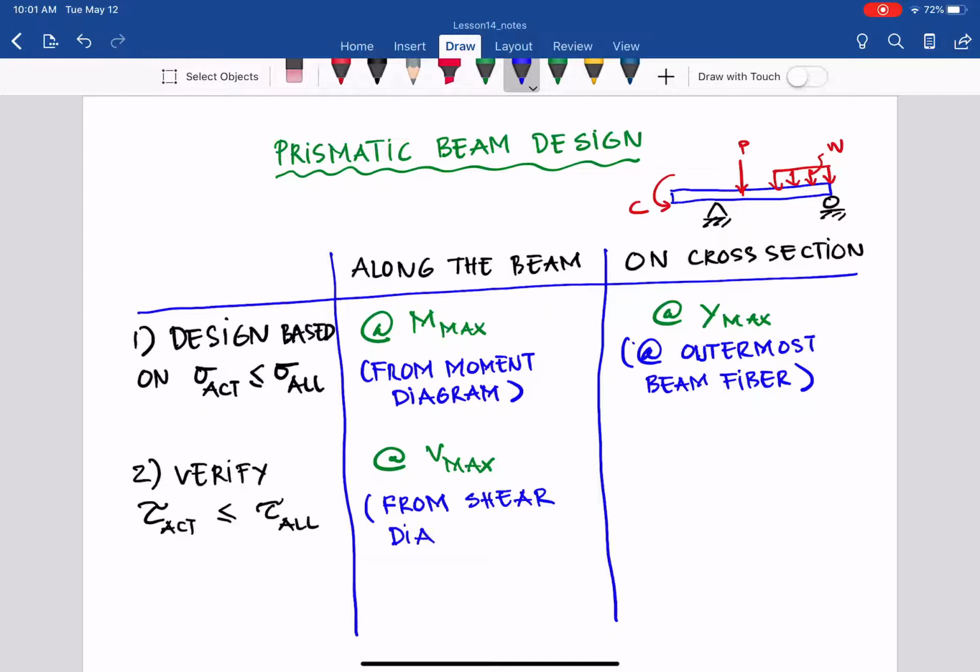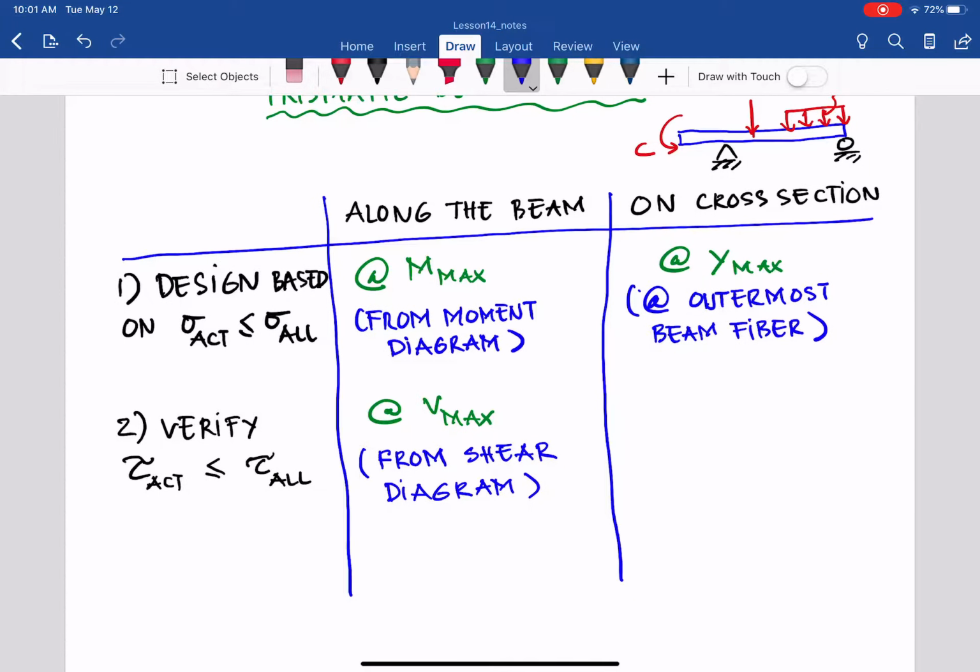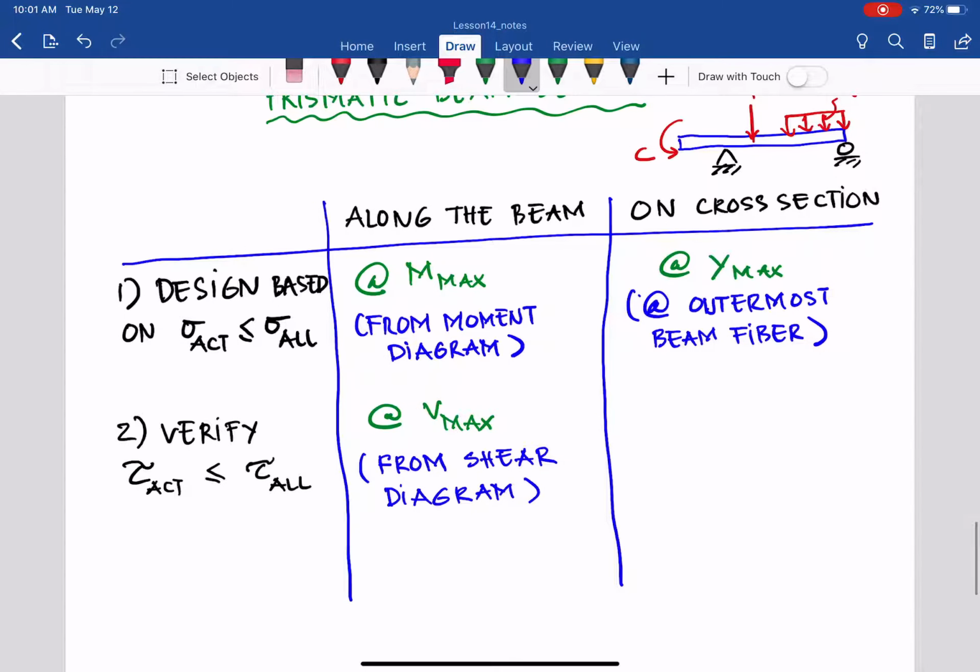As you can see, drawing the shear and moment diagram is very important. The first step is to draw the shear and moment diagram before we do the design, because that helps us determine where the maximum moment and the maximum shear are. And for the transverse shear stress, the distribution is zero at the outermost fiber and maximum at the neutral axis. So it will be at the neutral axis when you check the transverse shear stress.